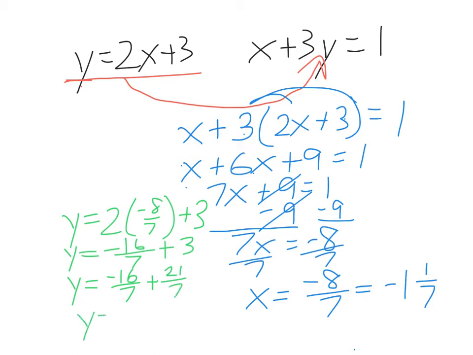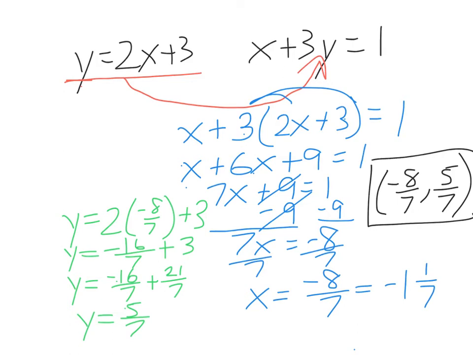Which means y is equal to negative 16 plus 21. That's going to be 5/7. So my answer then would be, and I'm going to have to come over here, I'm running out of space here, negative 8/7 and 5/7. And there's my answer. That is the solution to the system of equations. Not a nice answer, but it is the answer for it. So that's kind of how you would do substitution.